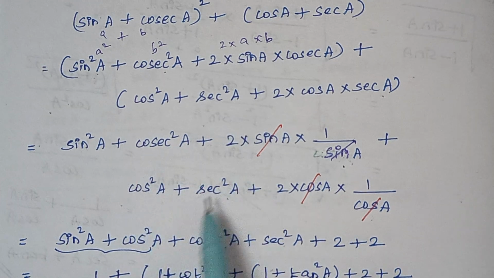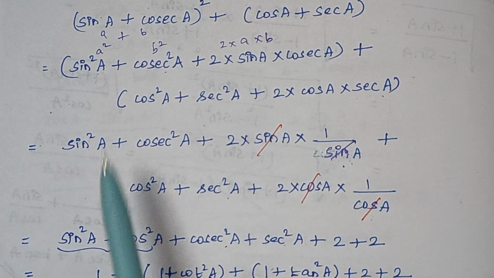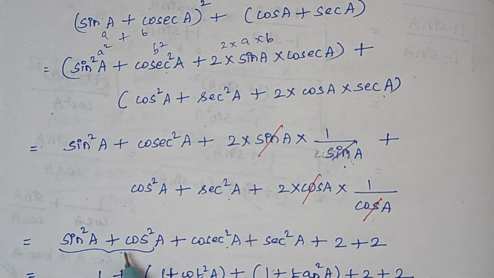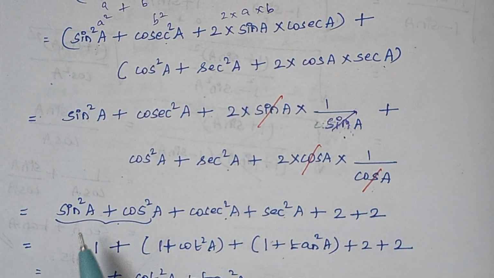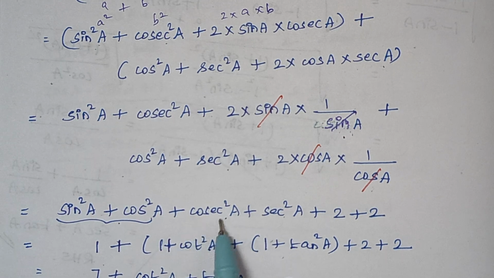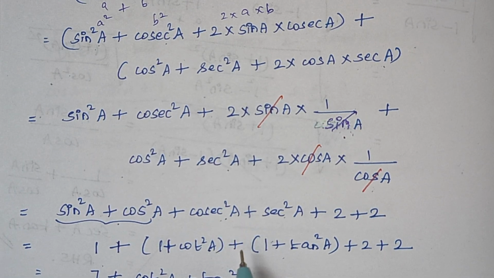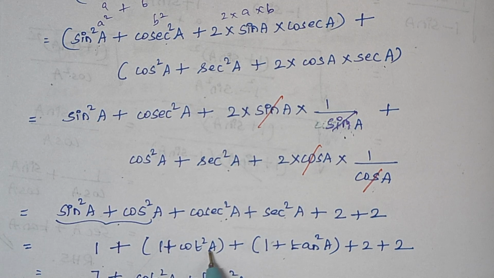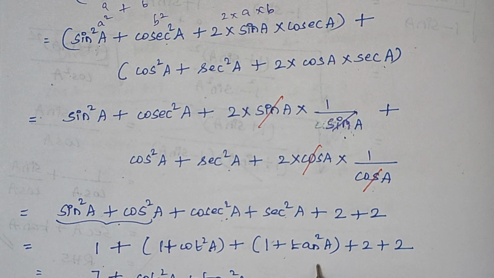So since everything is in addition, I am writing it in this way, that is sin² A + cos² A. So sin² A + cos² A is nothing but our 1. And cosec² A can be written as 1 + cot² A, and sec² A is written as 1 + tan² A.